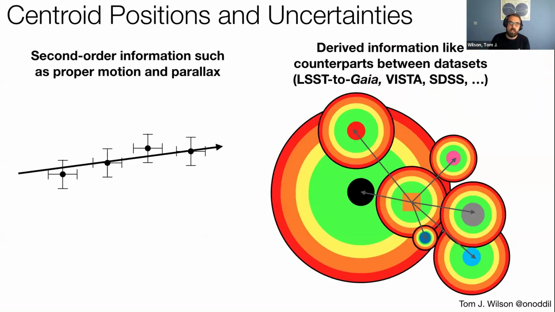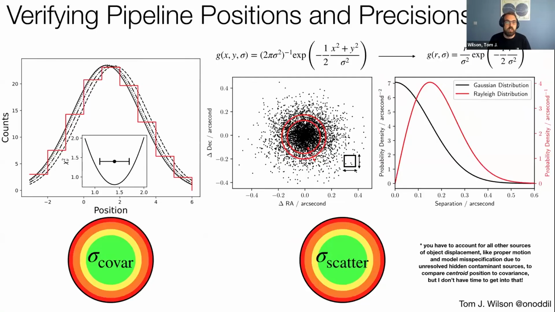And these are used in things like the pipeline itself later on to determine things like proper motion and parallax for stars, but then they're used further downstream as well to solve things like the counterpart association problem of probabilistic cross-matching. But what we want to know is whether the positions and precisions that are reported in our photometric catalog are correct, by which I mean, do they agree?